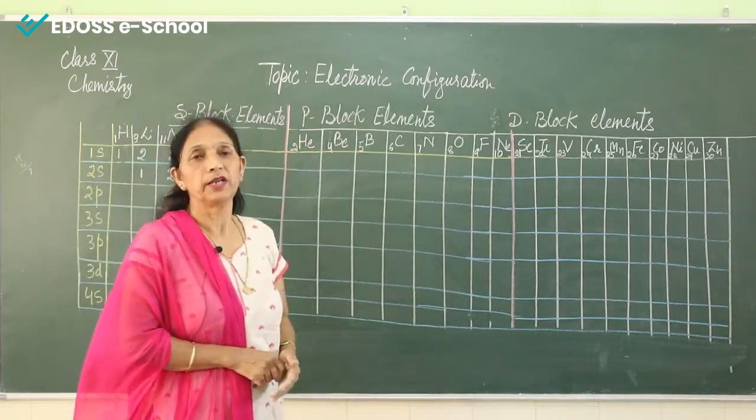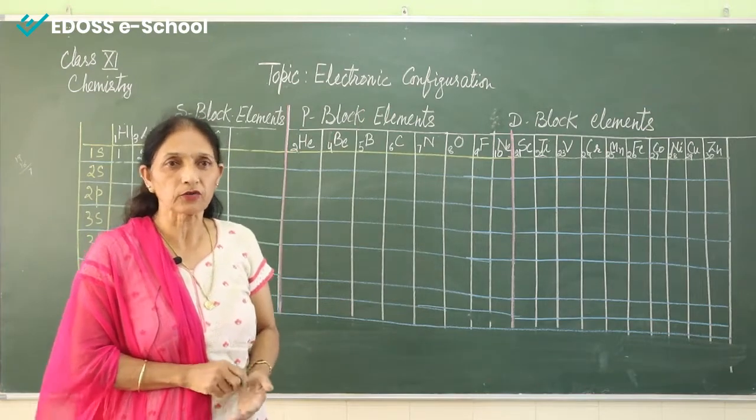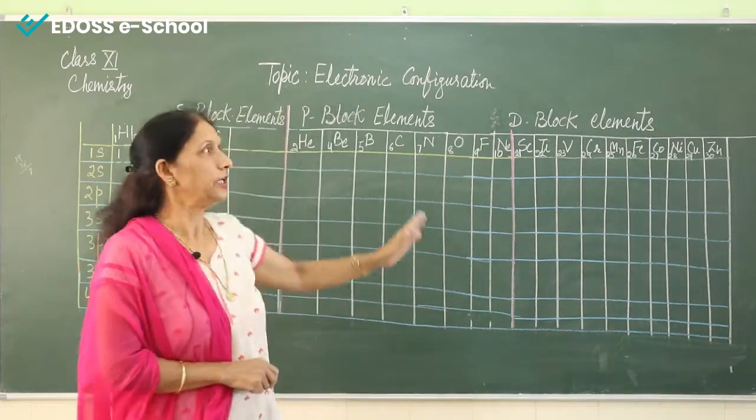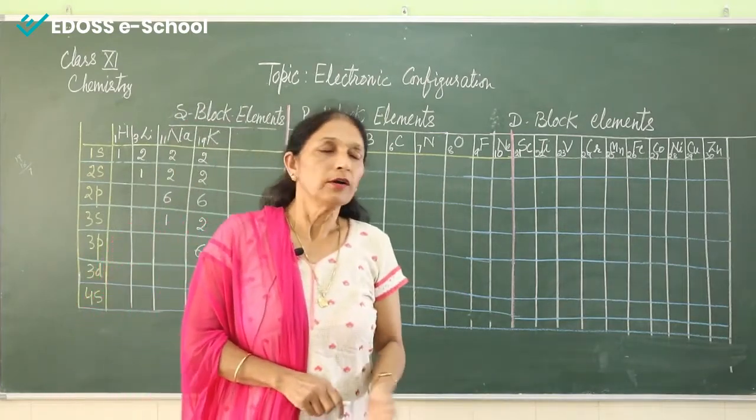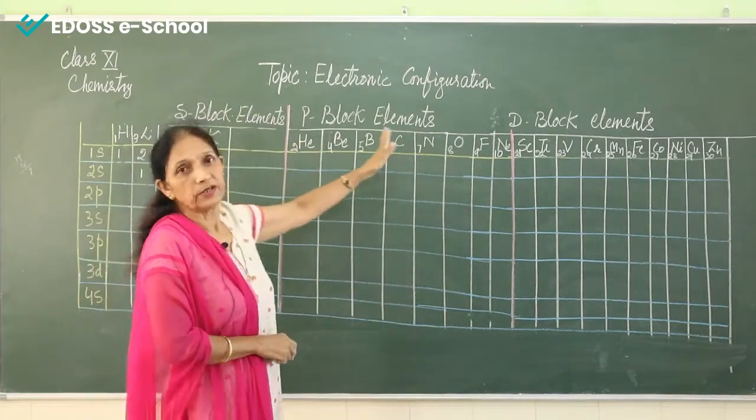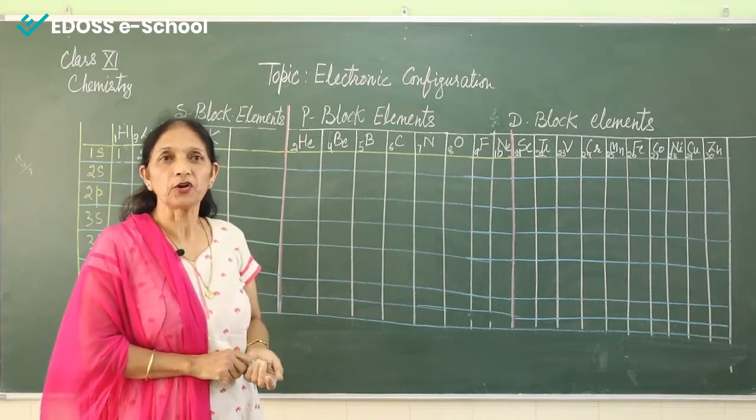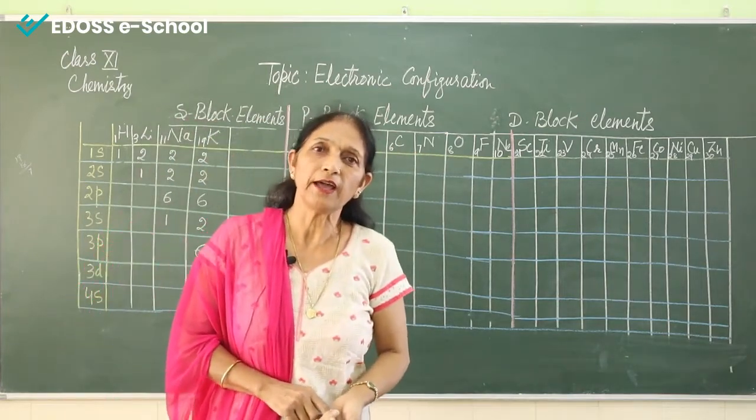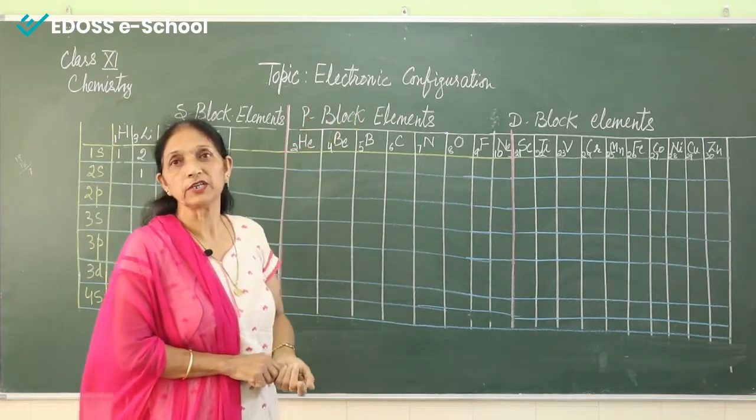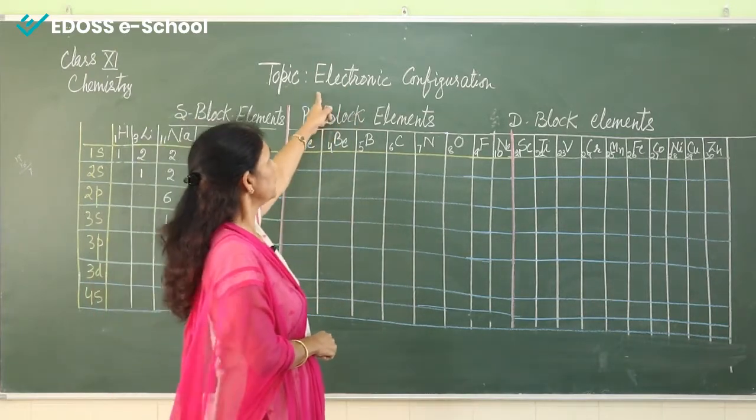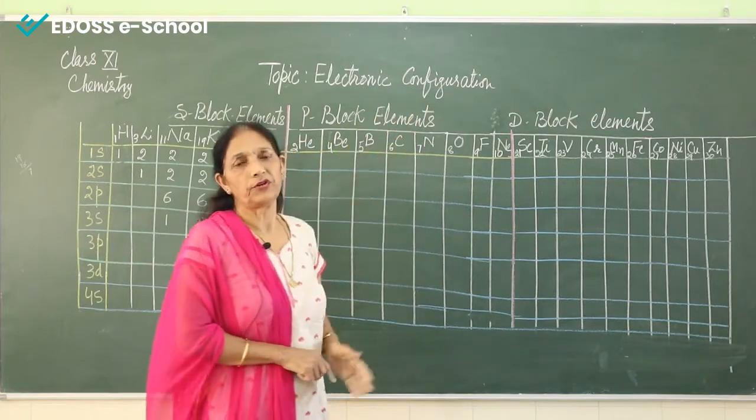Today's new topic is electronic configuration. You must be thinking, what is electronic configuration? It is a totally new name. Electronic configuration means how electrons are distributed in orbitals: S orbital, P orbital, D orbital and F orbital. Distribution of electrons in different orbitals is known as electronic configuration.